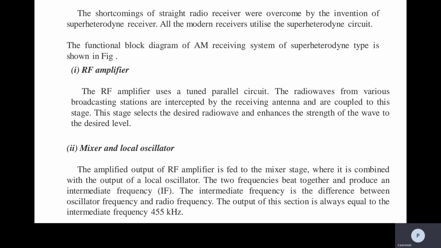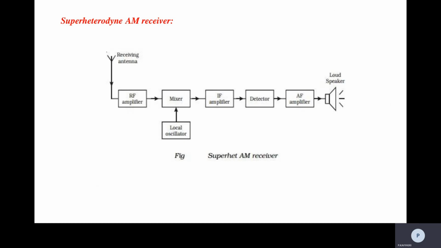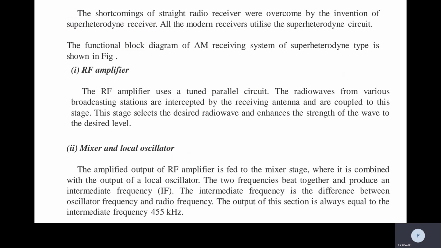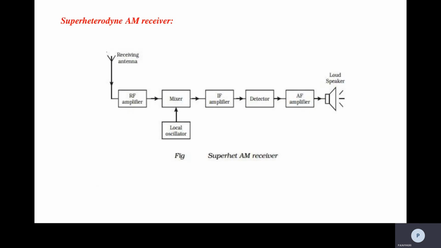Now we will see the work of the mixer as well as the oscillator. If you observe here, the next block is the mixer and the local oscillator. The output of the RF amplifier is given to the mixer and also the local oscillator output is given to the mixer. So there are two frequencies coming to the mixer. That mixer will differentiate, I mean, it produces the difference of the two signals.